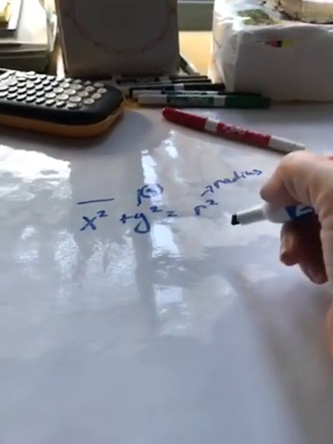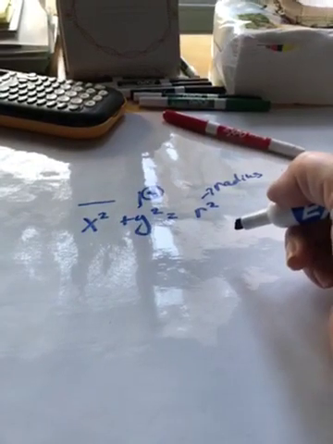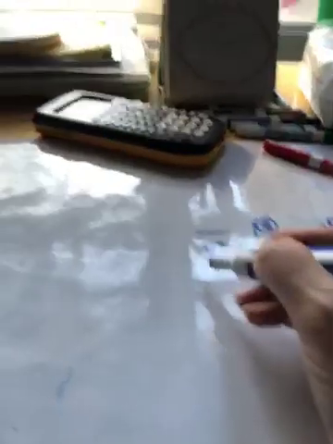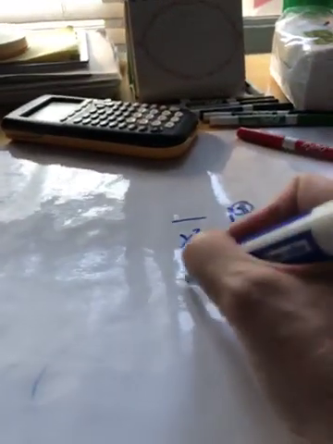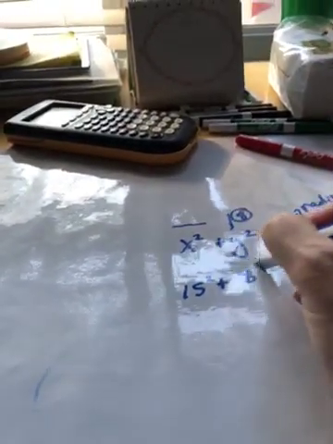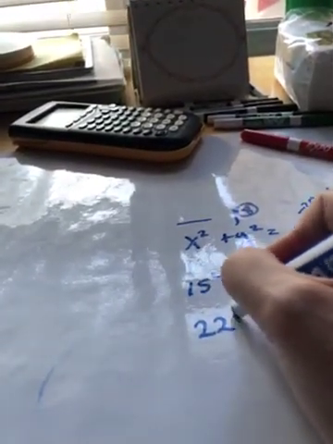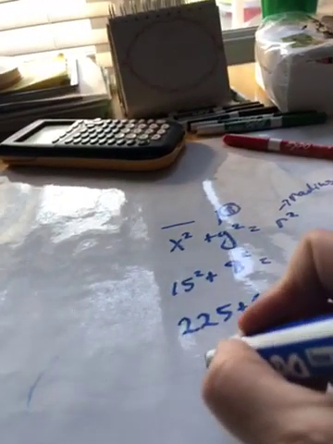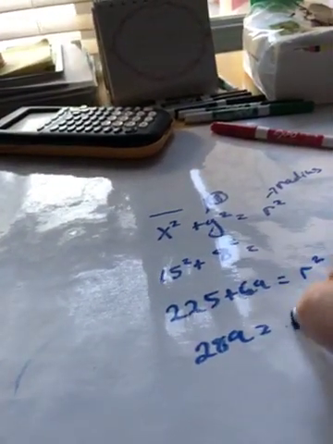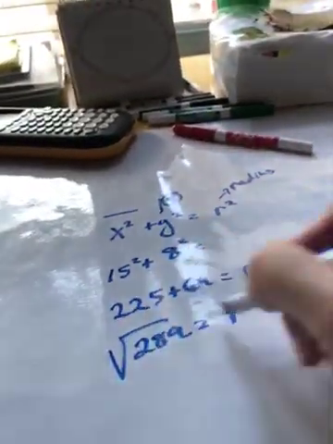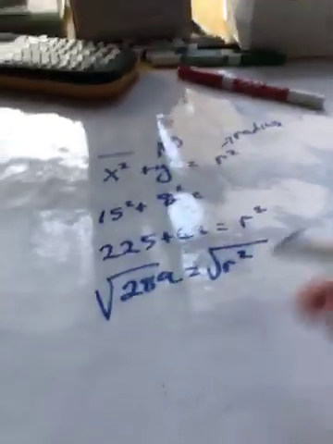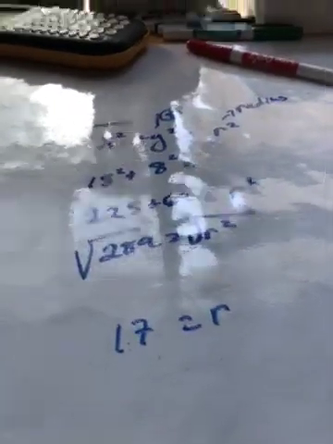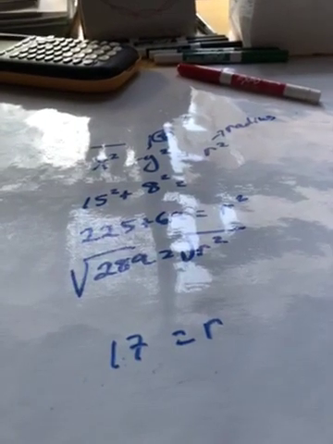So in 5 and 6, we're not given the radius. We're given the distance from the center, which is 8, and we're given half the chord length, which is 15. So I have 15 squared plus 8 squared. So I get 225 plus 64. That's my radius squared. So 289 is my radius squared. Then I take my square root. The square root of 289 is going to be 17. And you're done. So we know that the radius is 17.